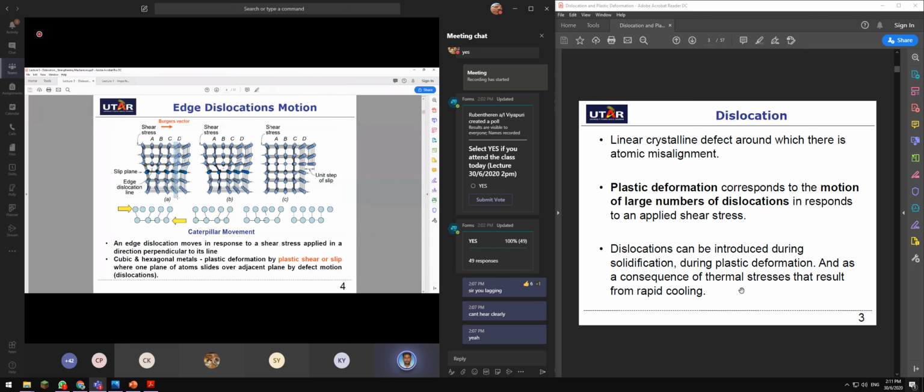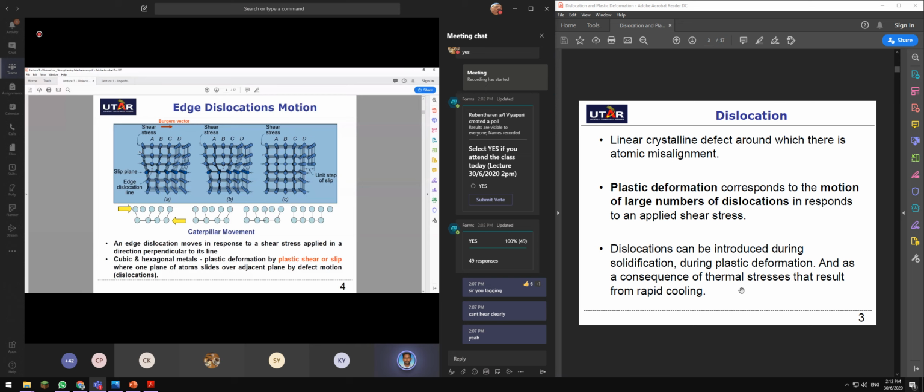There are lots of impurities or atomic misalignments in a material. One of the misalignments is this: you have an extra plane in this structure. You have an extra plane over here. What happens if there is a shear stress being exerted along this line?